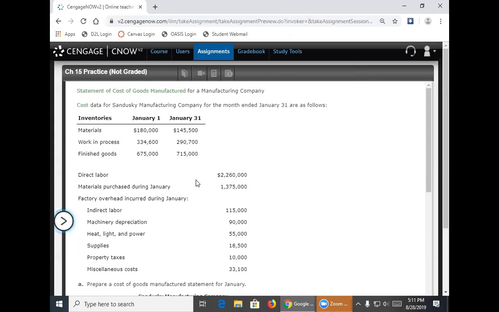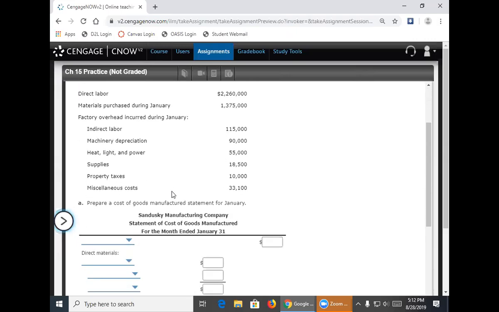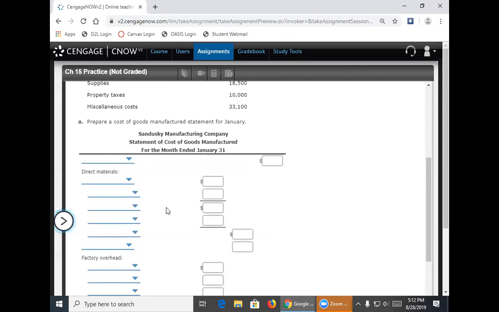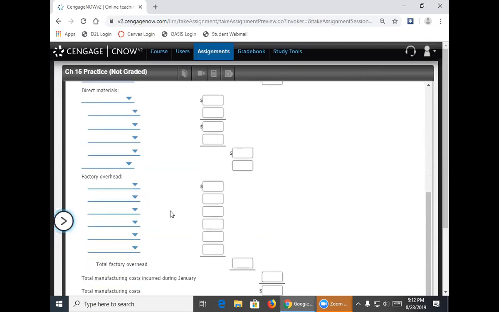They give us beginning and ending inventories for all three of our inventories: material, work in process, and finished goods. Then they give us materials and labor, well, in the other order, direct labor and materials. And then they list all of our overhead charges. So when we're doing a cost of goods manufactured statement in this format, they're wanting everything listed out. We have to calculate materials used because they don't actually tell us how much materials were used, and we have to add up all the factory overhead.